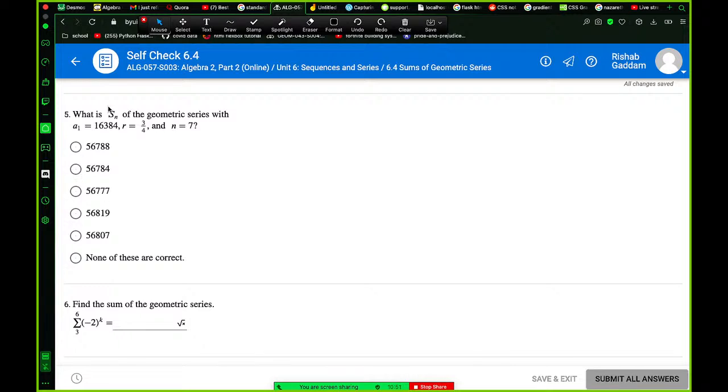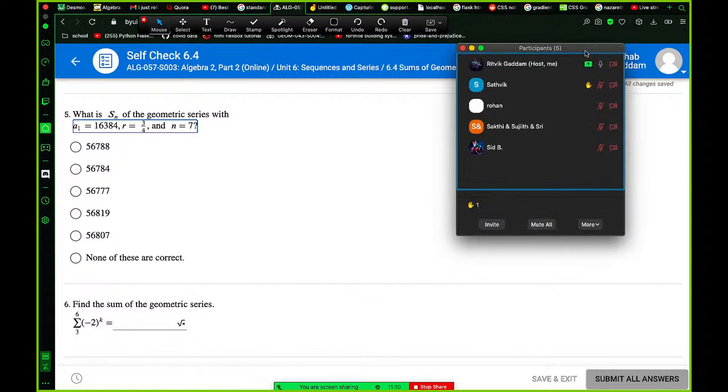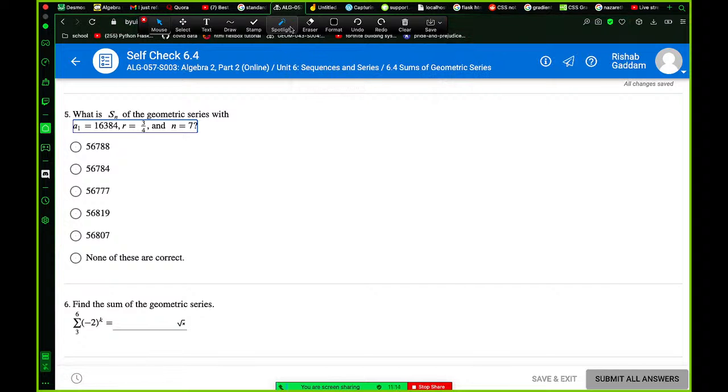Okay, so what is the sum of the geometric series with a1 equal to that, and n is equal to 7? If you want to do this one, then raise your hand in the chat. Okay, Satvik, you can do this one. Can I have some time to think about it? Yeah, sure.